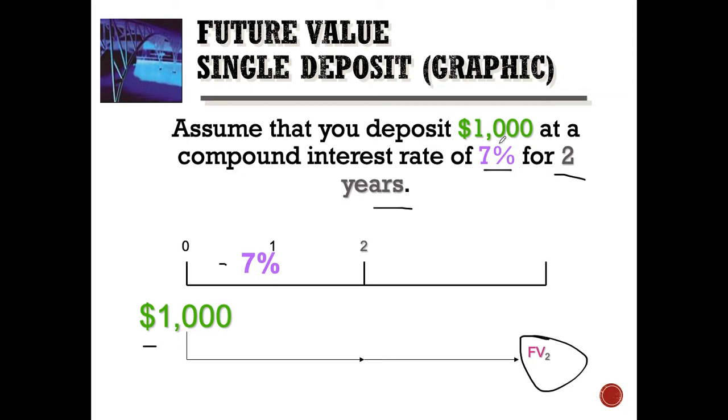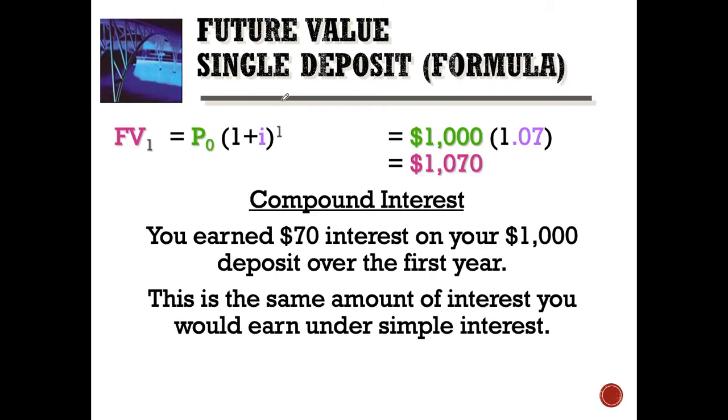Assume that you deposit $1,000 at a compound interest rate of 7% for 2 years. Okay, future value single deposit formula. Future value 1 equals P0 times (1 plus i) to the power of 1. The 1 is from here. If the year is 2, this is to the power of 2.